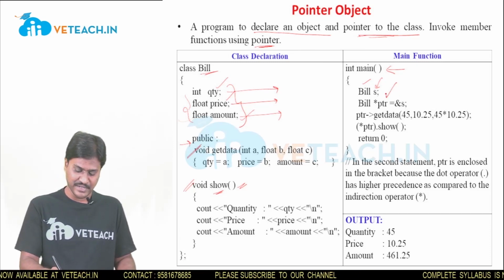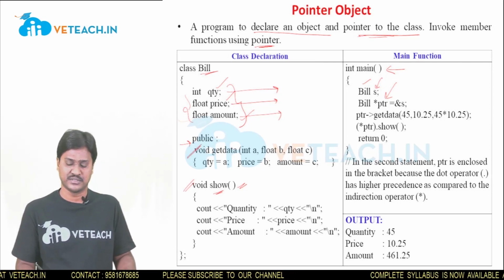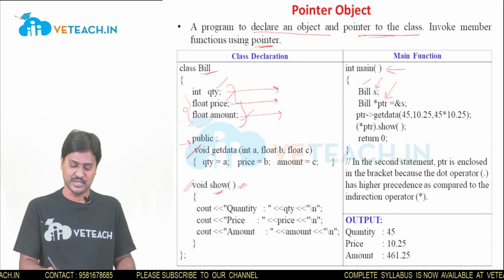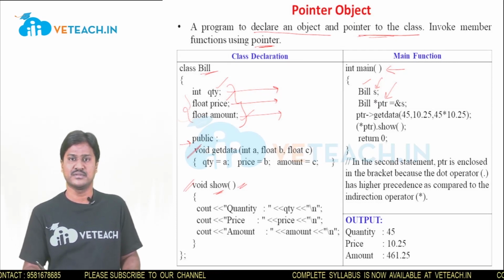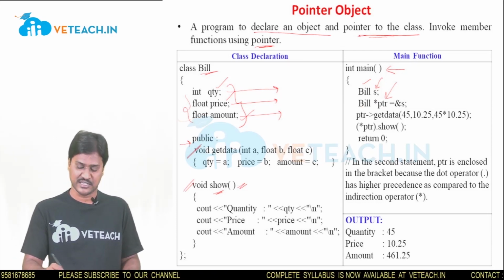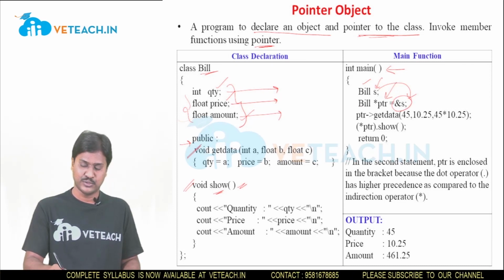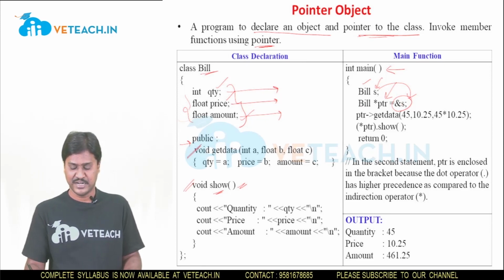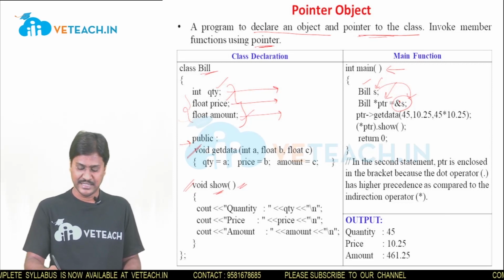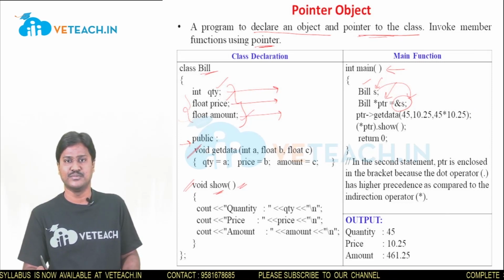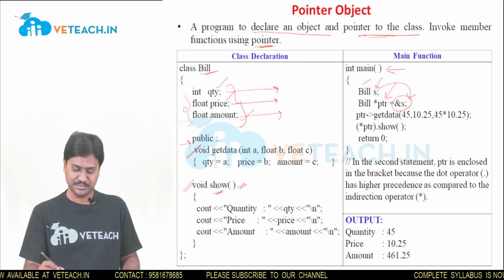I am again defining another object of this bill class as a pointer object. The asterisk symbol before the name of the variable or object makes it a pointer object to this class. And I am assigning the address of the normal object S to the pointer. This is the statement. When I use the address operator before the name of the object S, that indicates the address of the object S, and this address is assigned to the pointer variable of the class, ptr.